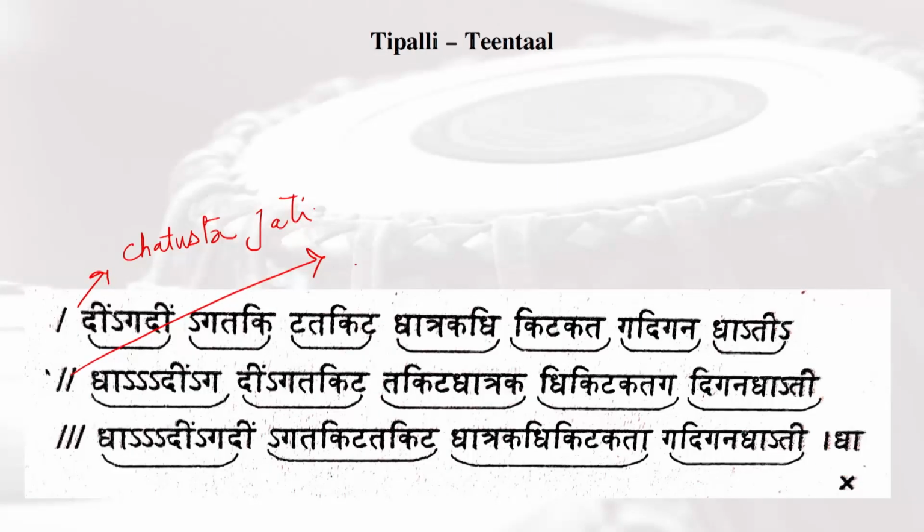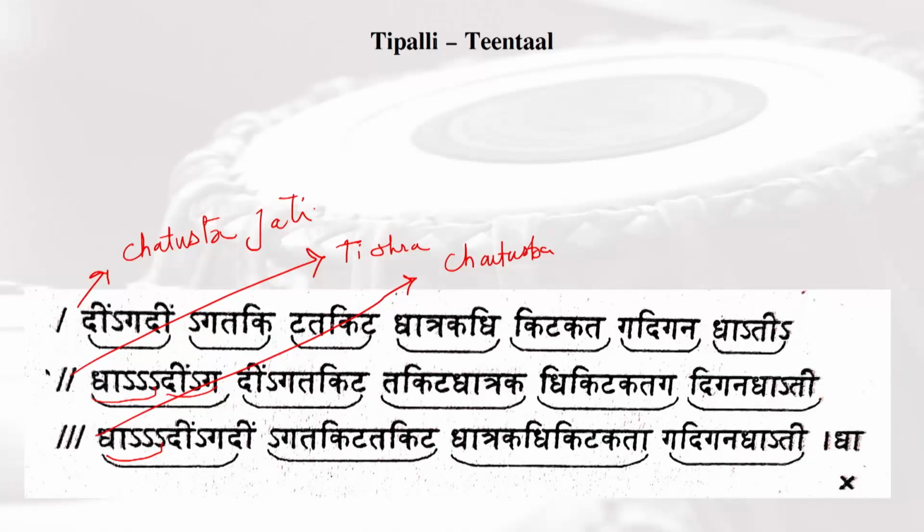Second palla we have again, so this is started from Dinga Dinga Takita. So it will start from here, Dinga Dinga. Tishra Jati. So Tishra Jati, and again we have the fourth one in Chatashra Jati. So Chatashra Jati, and we have a pause of half matra here and a pause of half matra here. So two half matra pauses we have.